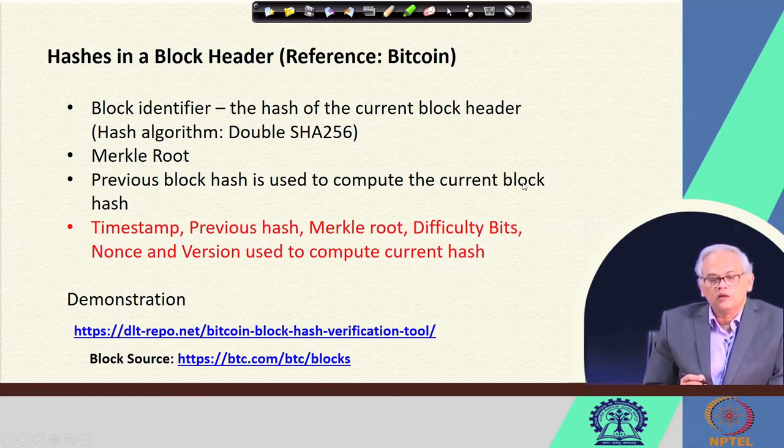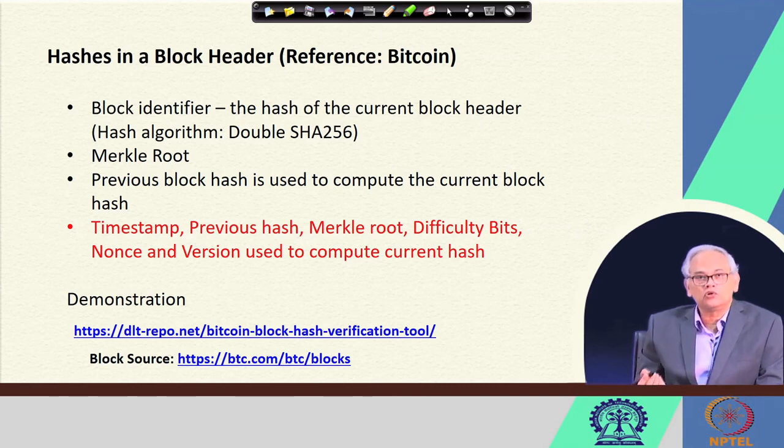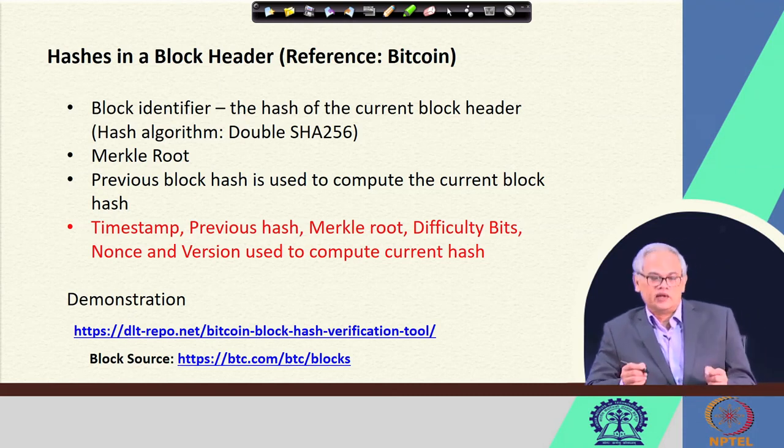So, the block identifier is the hash of the current block header. These are the hashes that are there in the block header. One is the hash of the current block header, and then there is the Merkle root, the previous block hash as we mentioned to compute the current block, and also the timestamp, previous hash, the Merkle root, and the difficulty bits along with nonce and version. All these are used to compute the current hash.